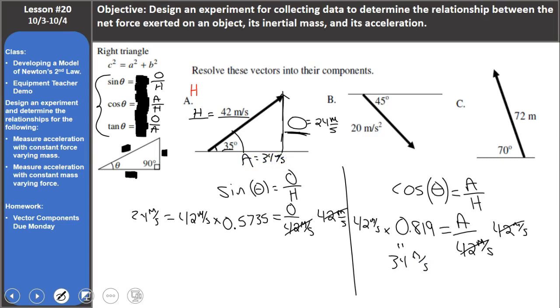Okay. How could you test this to see if it's right? You could use the Pythagorean theorem, right? You're going to find it's a little bit off because we have some rounding issues. Yes?